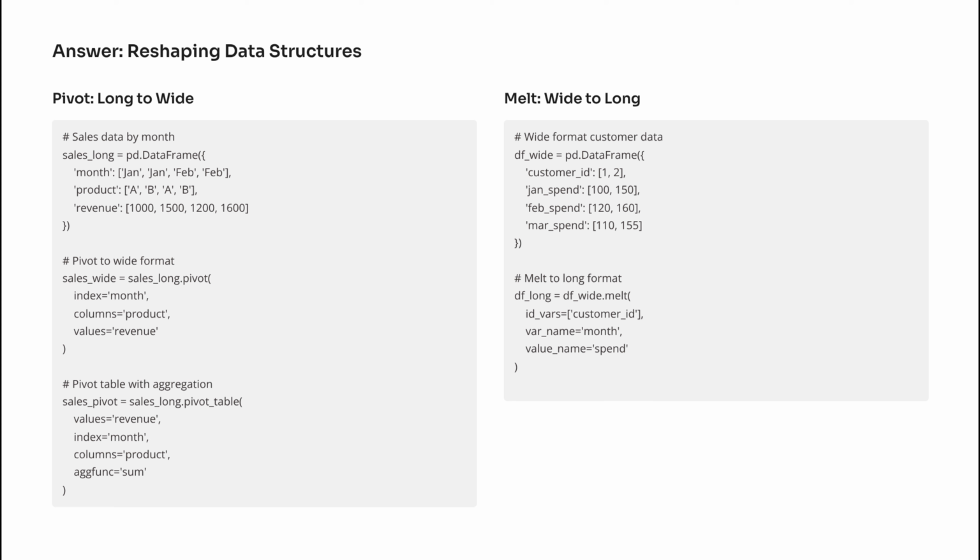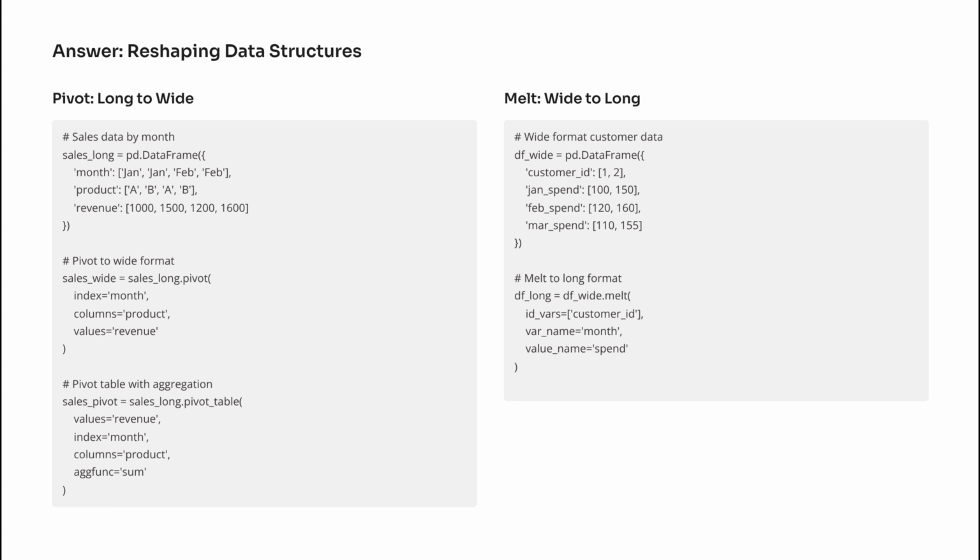If you need to combine multiple rows for the same month and product, you can use the pivot table function, which works just like pivot but lets you apply an aggregation. For example, summing up revenue when there are multiple entries. Now let's reverse it. Say you have customer data in a wide format with columns for each month's spending: January spend, February spend, March spend, and you want to analyze trends over time. That's when you use melt. It takes all those monthly columns and stacks them into two columns, one for the month name and one for the spend amount. So instead of multiple spend columns, you get a single clean structure where each row represents one customer's spend in one month.